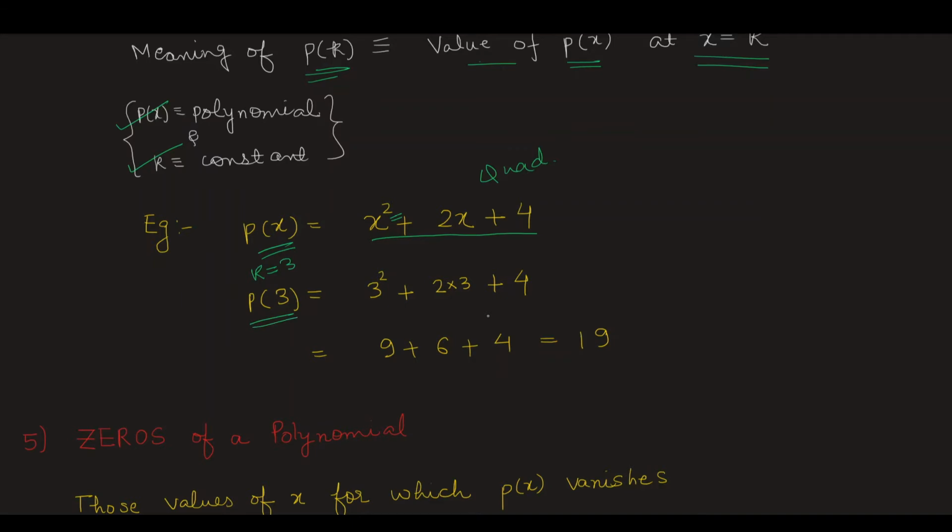Then p of 3 would be 3 square plus 2 into 3 plus 4. How do we get here? Just replace x with 3. So 3 square is 9, 2 into 3 is 6, then 4. Add this and we will get 19. What's this 19? This is the value of p of x at x is equal to 3, or this is equal to p of 3.